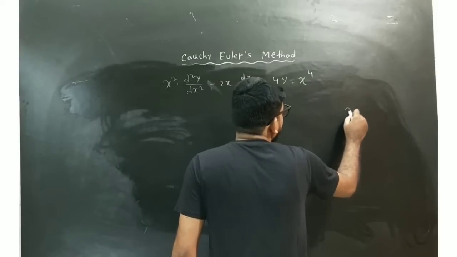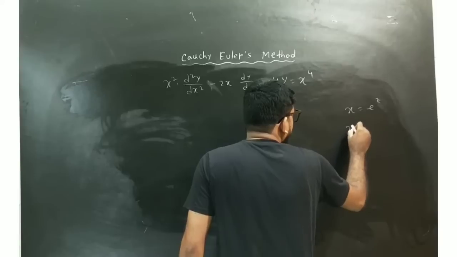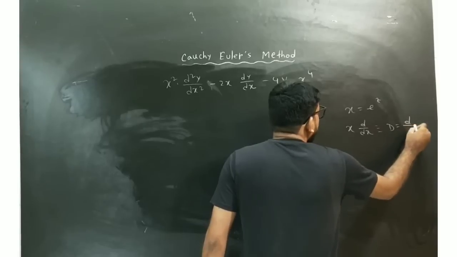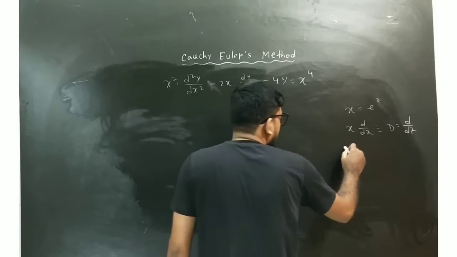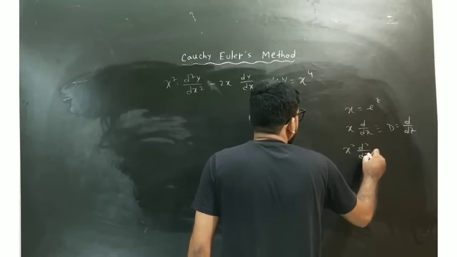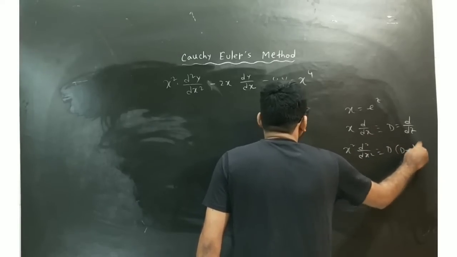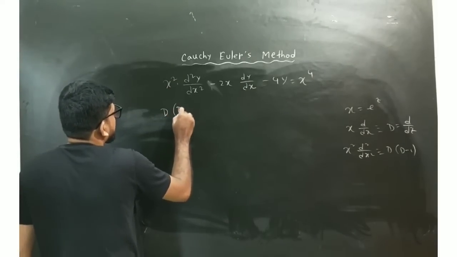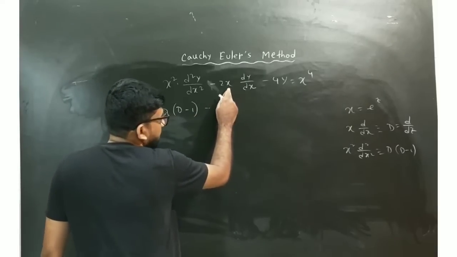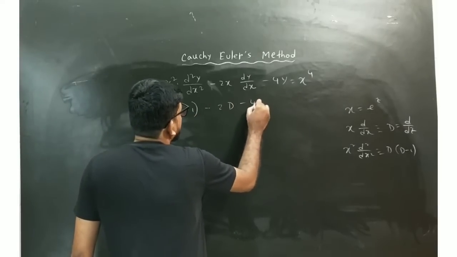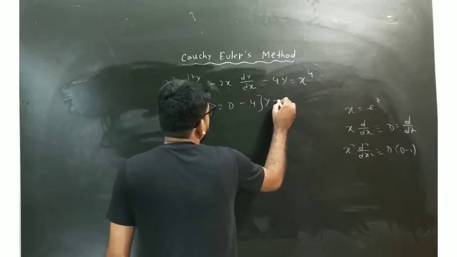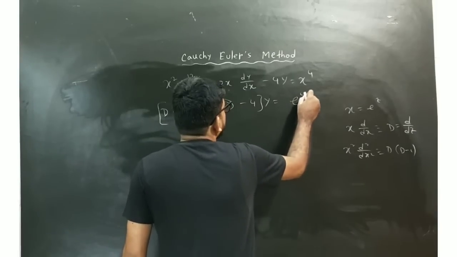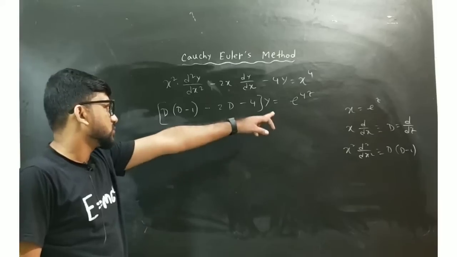We have to put x equal to e to the power z, x d/dx as D, where D means d/dz actually. Okay. And x square d2/dx2, we have to put as D(D minus 1). So this will be D(D minus 1) minus 2D minus 4 into y equal to x to the power 4. What is x to the power 4? It is e to the power 4z, since x means e to the power z.